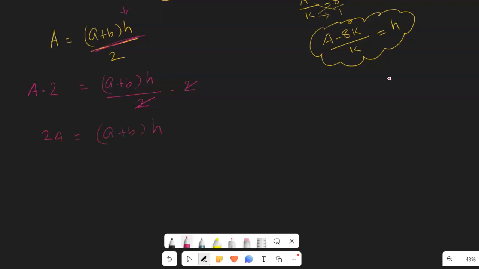What are we looking for? We are looking for h. H is multiplied with a plus b. You know that if you have a multiplication, what you need to do? Reverse operation, division. Boom. Divide by a plus b on both sides of the equal sign. Aha. So h is equal to, h is on the right side, and the left side you have 2a by a plus b. So this is actually the solution.